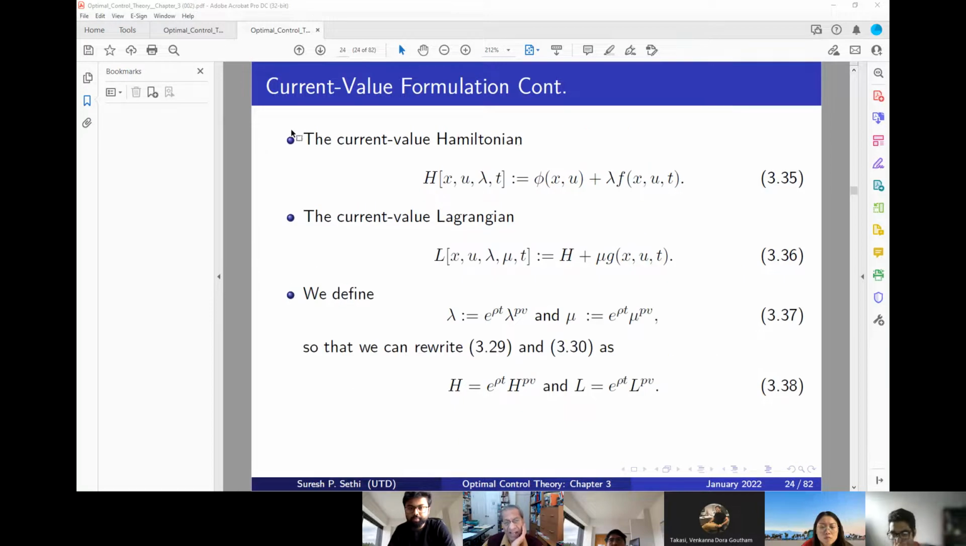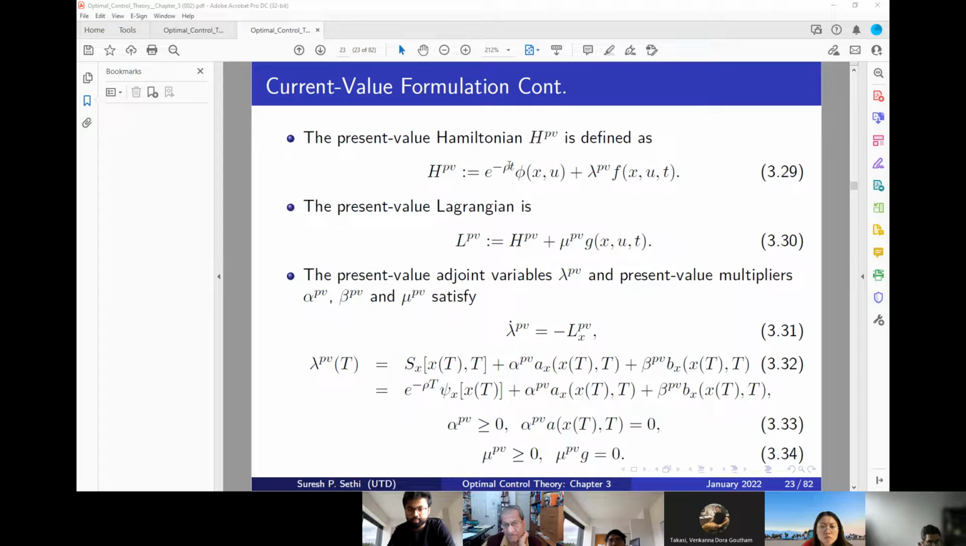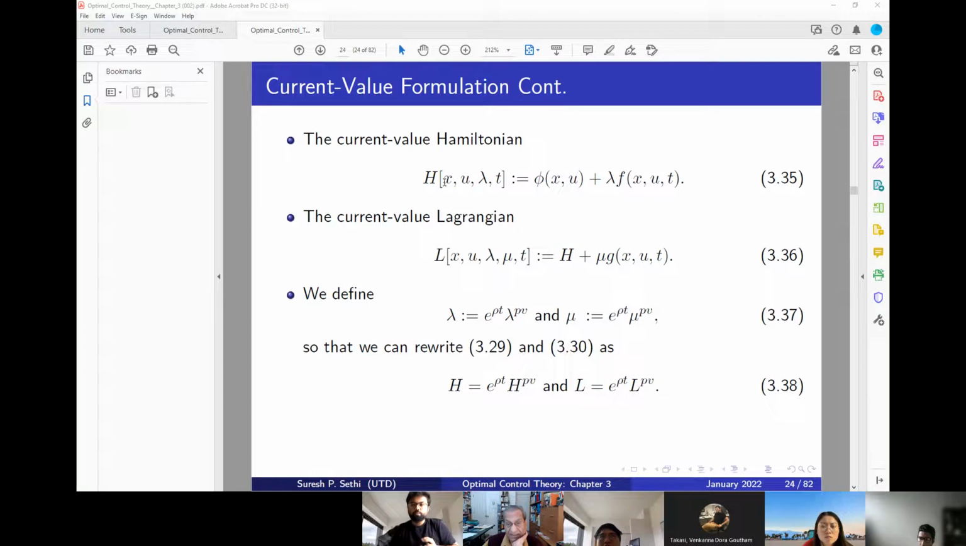Now what we do is we define a current value Hamiltonian. The current value Hamiltonian has a phi, but we don't put e to the minus rho t. So if we don't do that, we are actually dividing this right-hand side by e to the minus rho t. So the current value Hamiltonian is nothing but the present value Hamiltonian divided by e to the minus rho t. When you divide by e to the minus rho t on both sides, then you also divide lambda PV by e to the minus rho t. So I will define that division as lambda. So if we divide by e to the minus rho t and redefine lambda, then we get the current value formulation like this. And then the current value Lagrangian is like this. We define lambda to be e to the rho t times lambda PV.